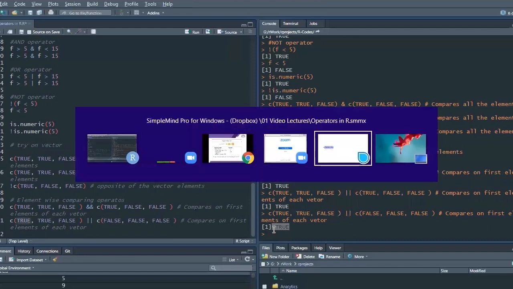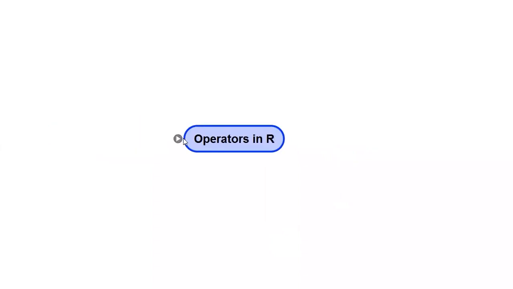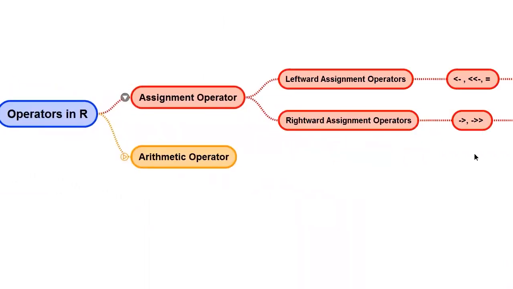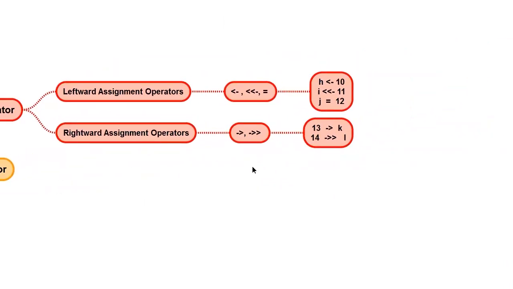So let's sum up the video and check what operators we have covered. There were four types of operators: assignment operators, arithmetic operators, logical operators and relational operators. In assignment operators, we use two operators: the leftward assignment operator and the rightward assignment operator. For leftward, there were the less than sign with a hyphen, two less than signs with a hyphen, or the equal to sign. For rightward, it is a hyphen and a greater than sign. So it actually creates an arrow towards the right or an arrow towards the left.